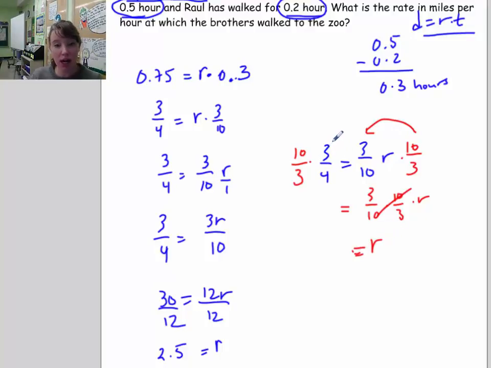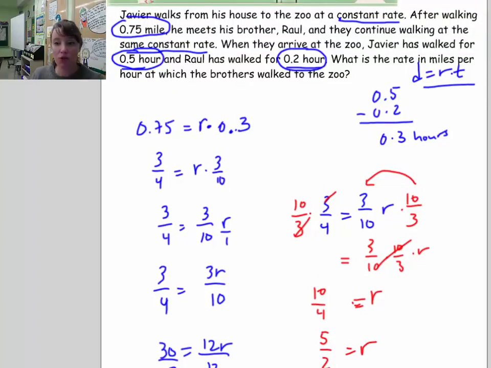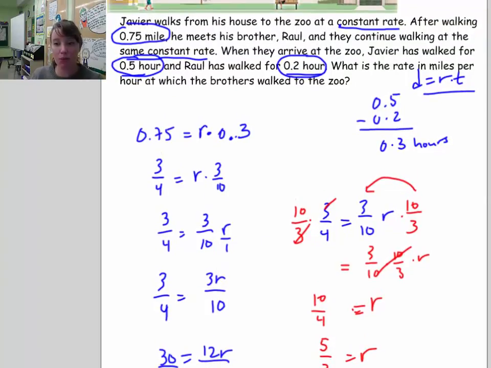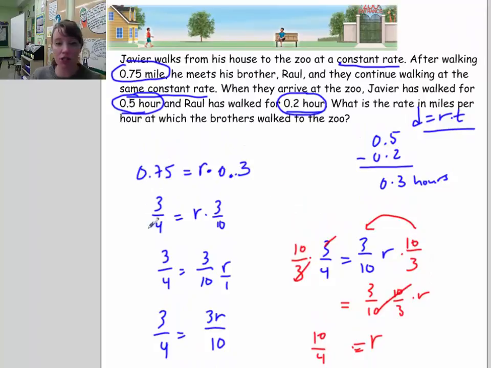On the left-hand side, the 3's cancel out, and you just have 10/4. Well, 10/4 is 5/2, and that's 2.5, which is r. And that's, again, that 2.5 miles per hour. So there's a couple different ways you can do that. Now, I sort of focus more on the method than the word problem here, but make sure that you're understanding how I'm using the distance equals rate times time formula in order to solve for the rate.